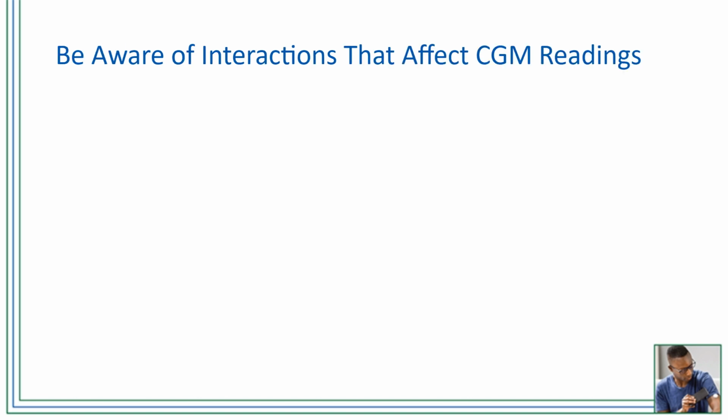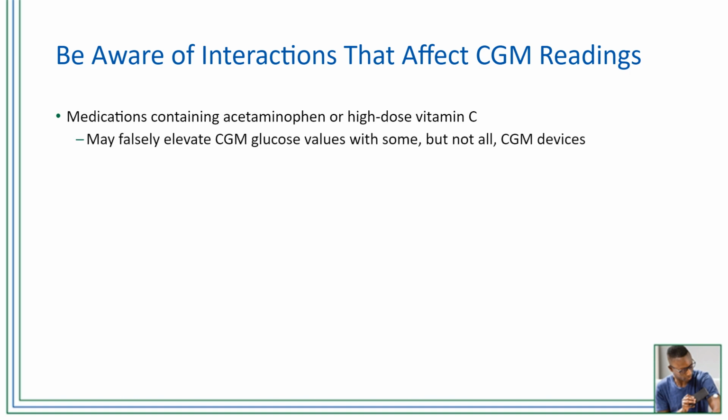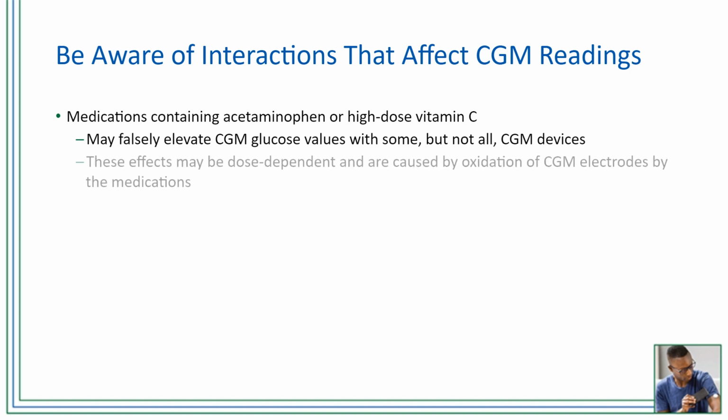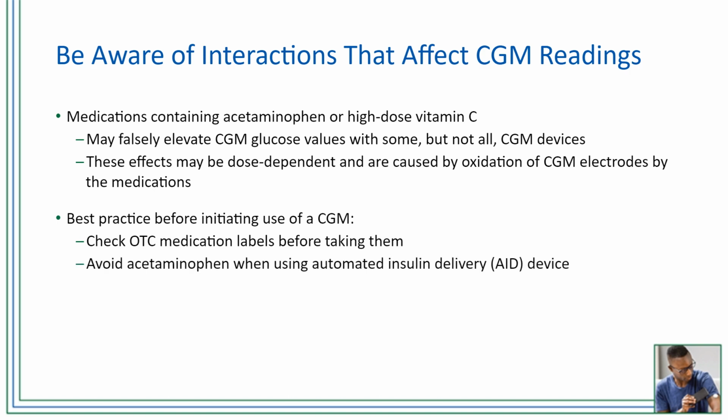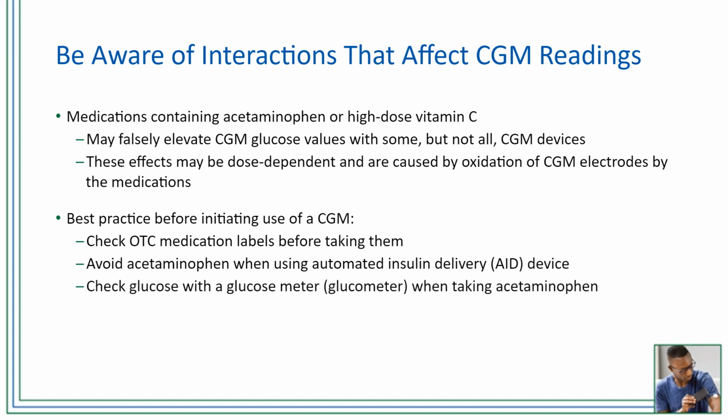Now, patients using CGM devices should be aware of the interactions that affect CGM readings. Medications like acetaminophen or high-dose vitamin C may falsely elevate CGM blood glucose levels in some CGM devices, but not all of them. These effects may be dose-dependent and are caused by oxidation of the CGM electrodes by the medication itself. So the best practice before initiating the use of a CGM device is to check the over-the-counter medication labels before taking them. Avoid acetaminophen when using an automated insulin delivery system device. Check glucose with a glucometer when taking acetaminophen, and test blood glucose more often when taking acetaminophen.